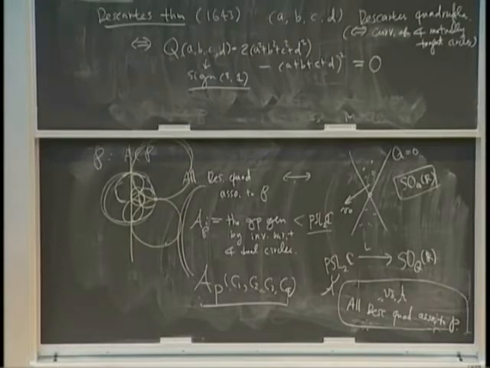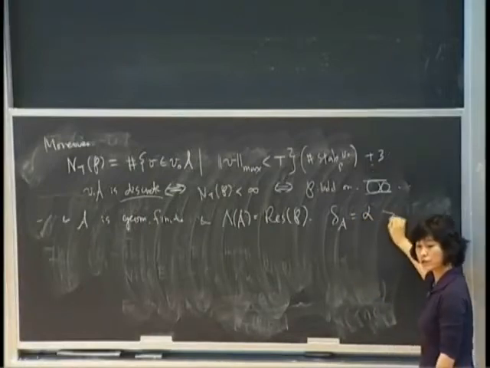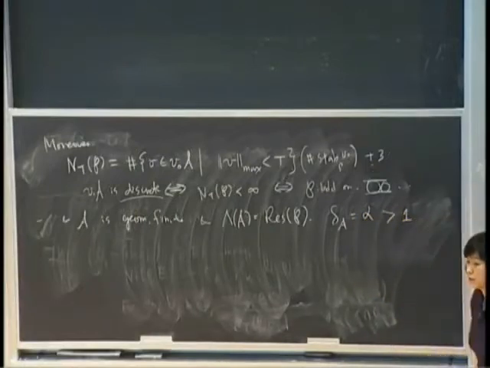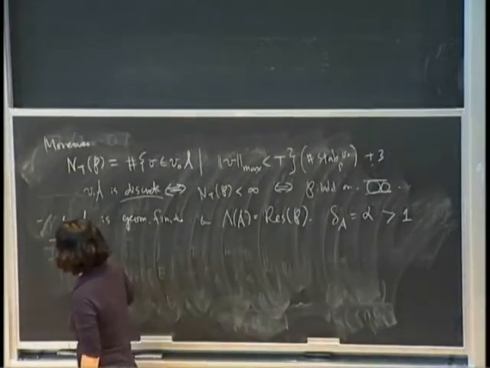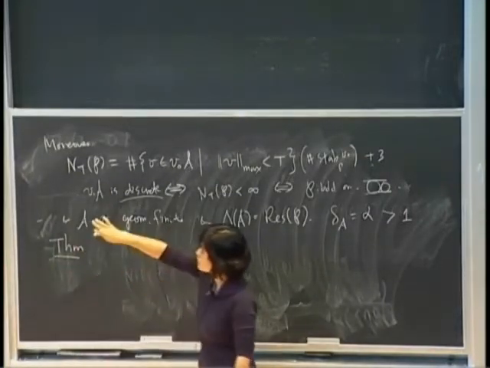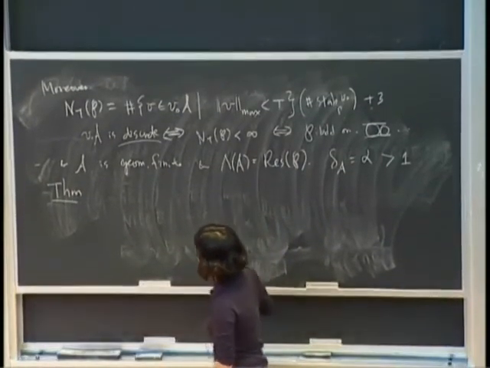And moreover, the limit set of this Apollonian group turns out to be precisely the same as the residual set of P. In particular, the critical exponent of this Apollonian group is the same as alpha, which is bigger than 1. Okay. So now, based on this observation, this circle counting problem follows from this counting problem for cones.